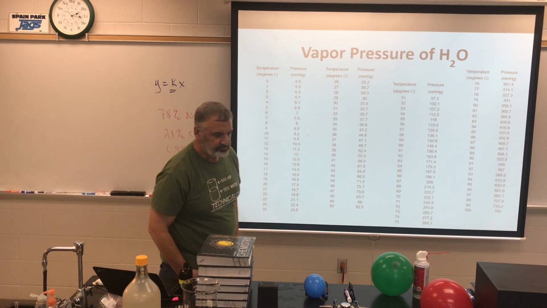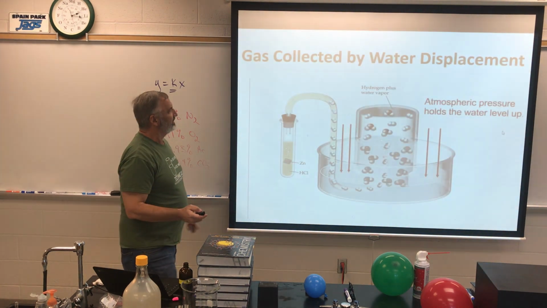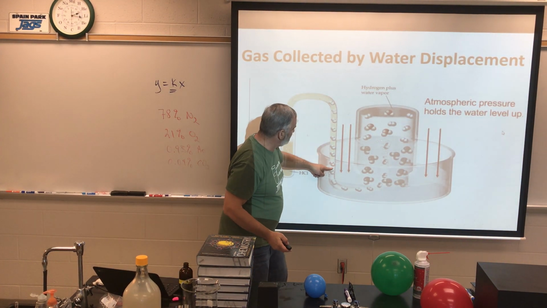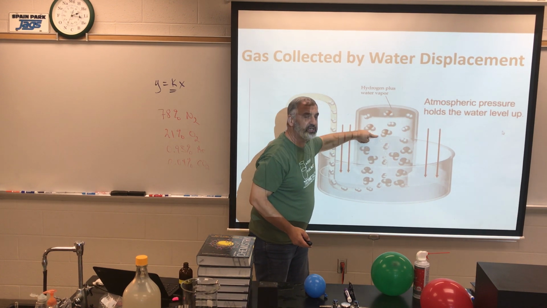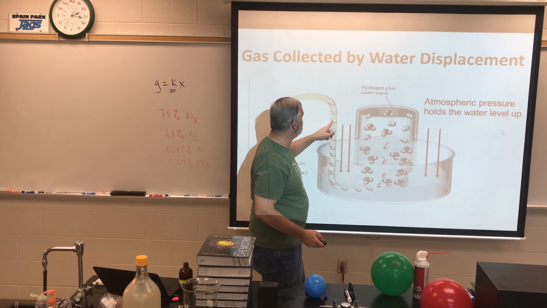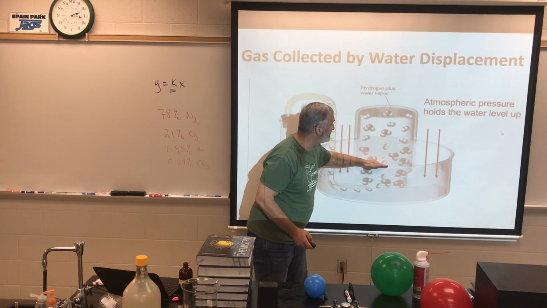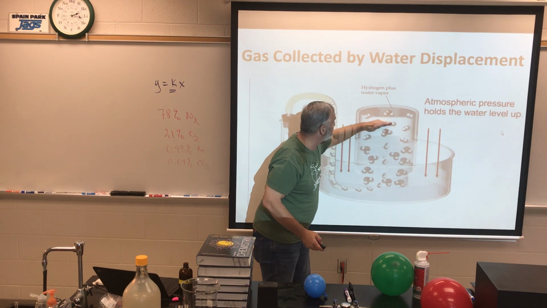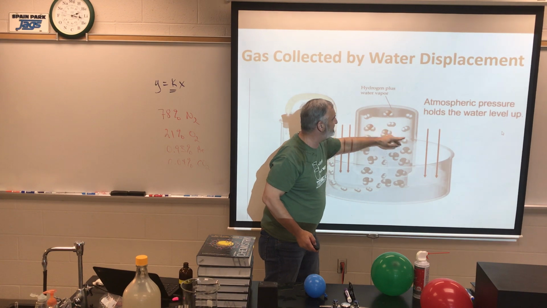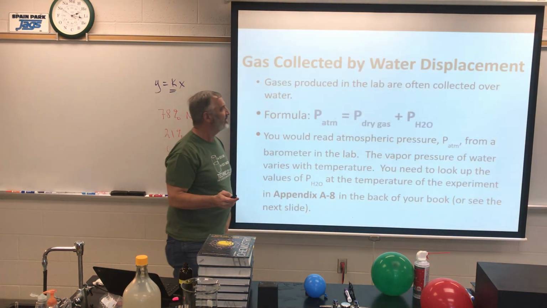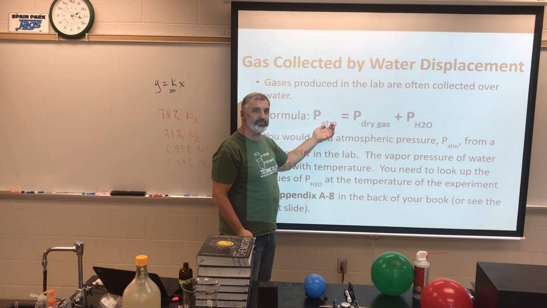So, when you have a gas collected by water displacement, the gas comes in here, the water gets pushed down, but we're going to have a mixture up here of the gas that we're collecting, the hydrogen gas, plus water vapor, because water just naturally evaporates. When the levels are the same, the atmospheric pressure is pushing down with the same force that the hydrogen and water are pushing down. So the pressure inside this is going to be the same as atmospheric pressure. So if I want to find what the pressure of the dry gas is, I just get the atmospheric pressure for the day.